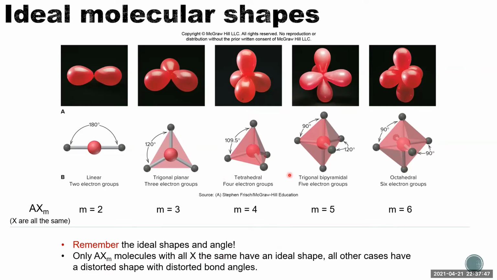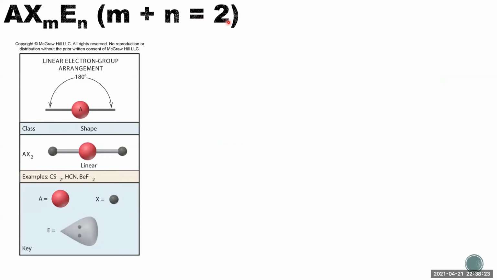If we have other cases, for example, if we include some lone pairs or electron pairs, then the shape will be distorted, the bond angle will be distorted. Okay, and we will talk about that in a case-by-case study in the next few slides. So if we bind the X to different atoms, the shape will still be the same, but will be distorted. Okay, so let's take a look at the case when m plus n equals 2.